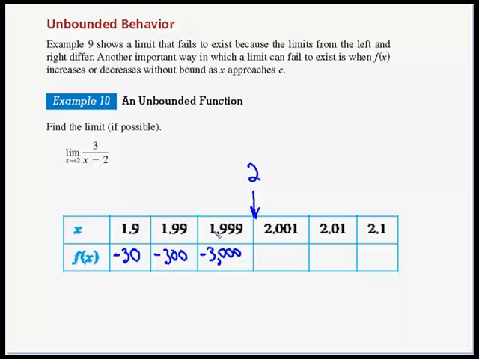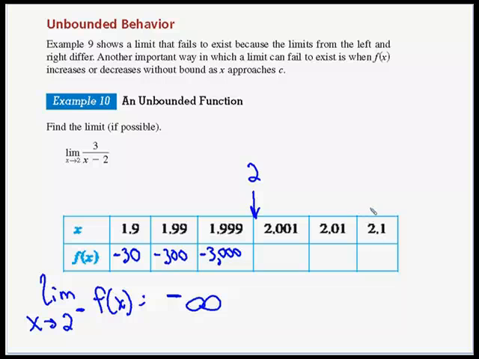If we plugged in the next one, 1.9999, we'd get negative 30,000, then negative 300,000, then negative 3 million. The closer we get to 2, it's like the graph is plummeting off. It's just dropping and dropping and dropping. So it looks like the limit as x approaches 2 from the left-hand side of our function f of x is heading for negative infinity. It's going down, down, down.